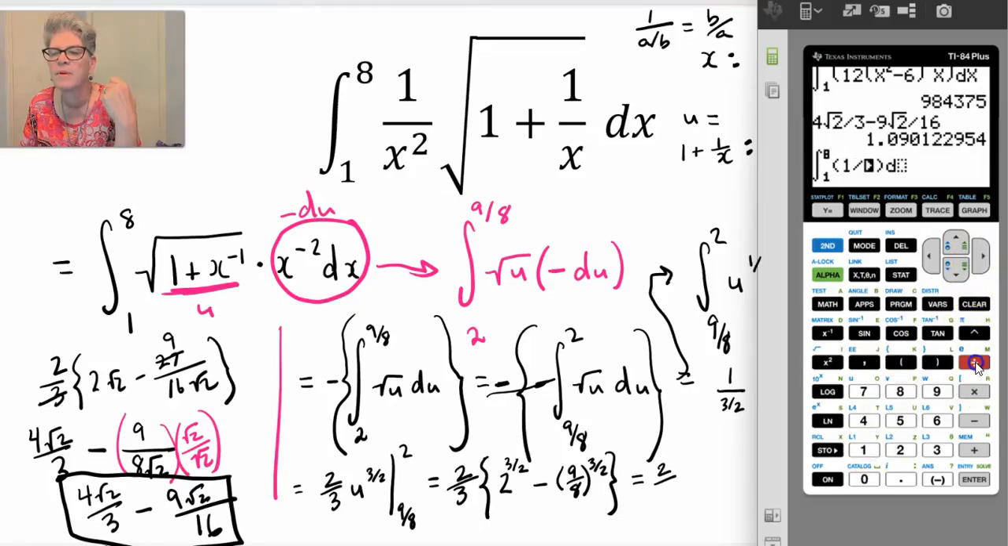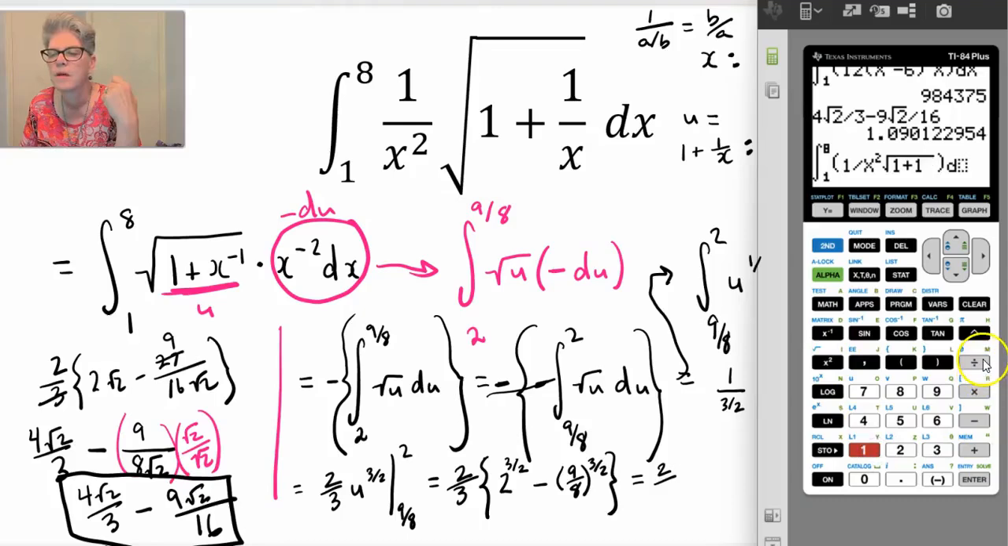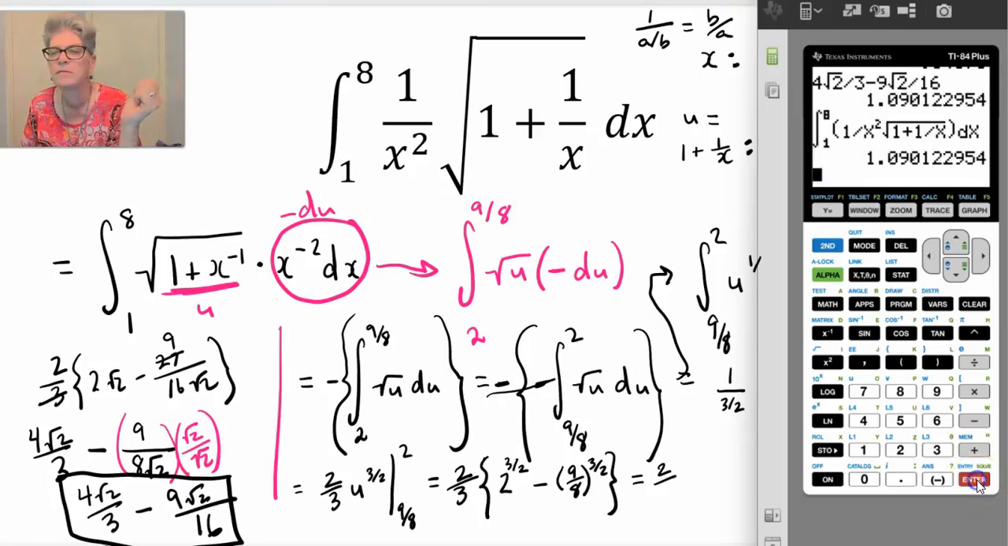So 1 to 8. And then we have 1 divided by x squared. And then we have the square root of 1 plus 1 over x. And then I have to scroll over. And then we have dx. Okay, that looks like what they have there. Okay, so the moment of truth, I'm going to press enter. And I like that.